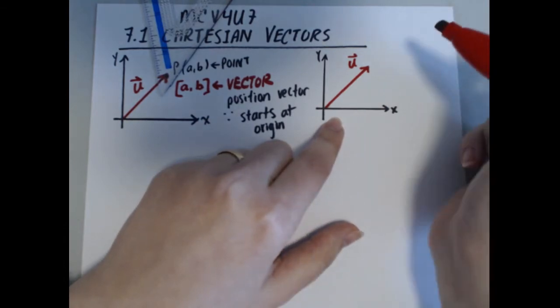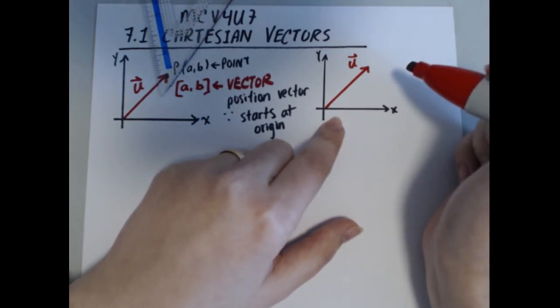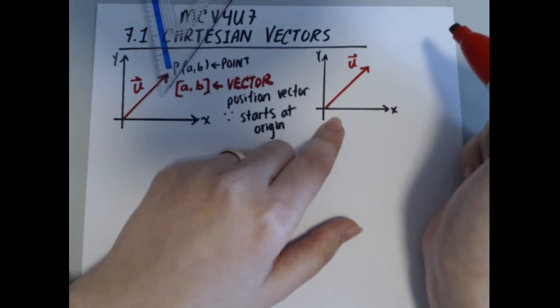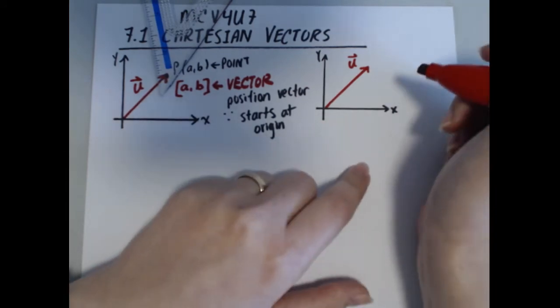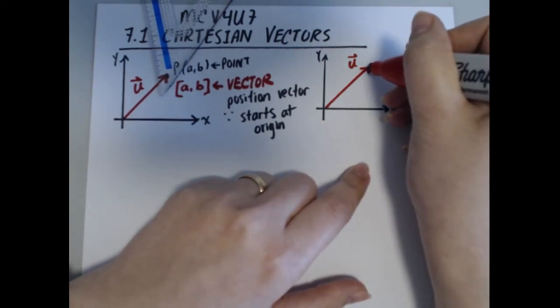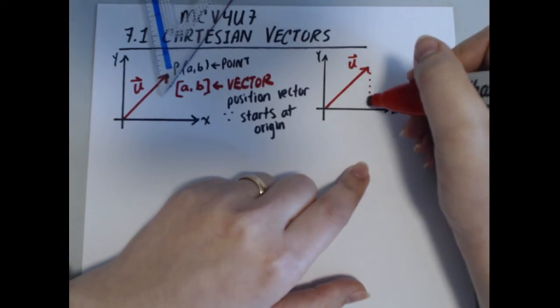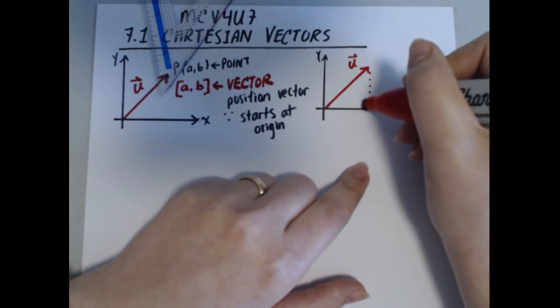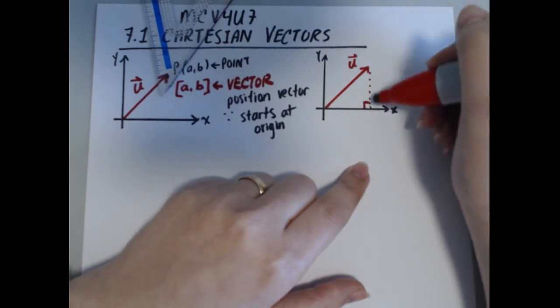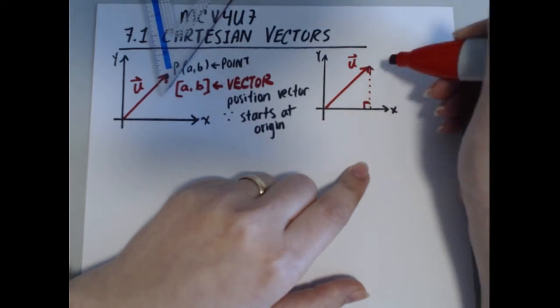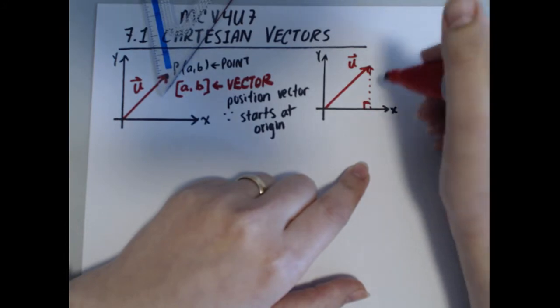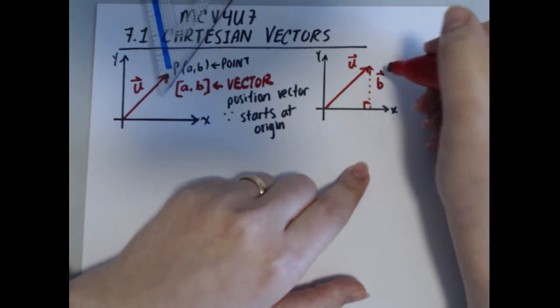Those of you in physics would have seen that you always broke things down into components that were perpendicular, not necessarily x and y. But anyways, what I'm going to do is take a line from the top of the arrow and drop it down to the x-axis. Okay, so I'm going to make a 90-degree angle. Now that line here, that's going to represent the y component of u. So I'm going to call that b.